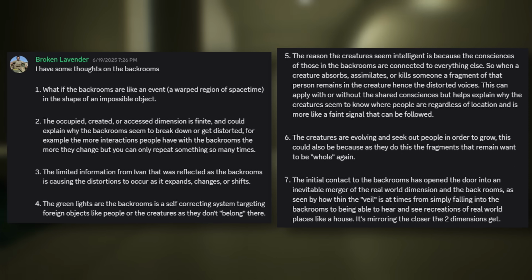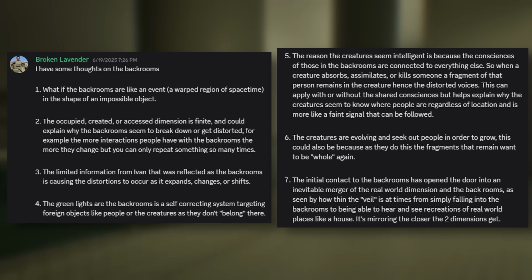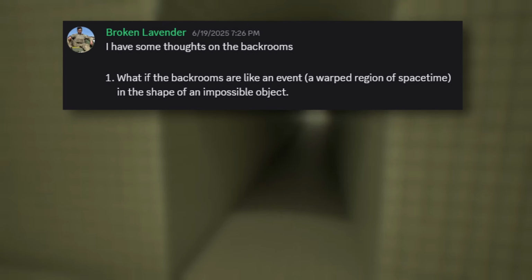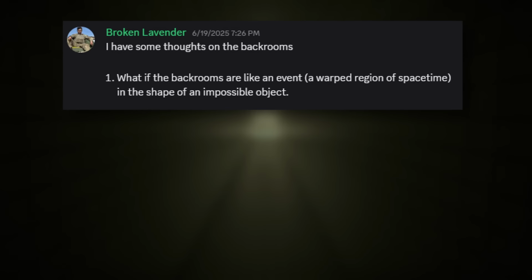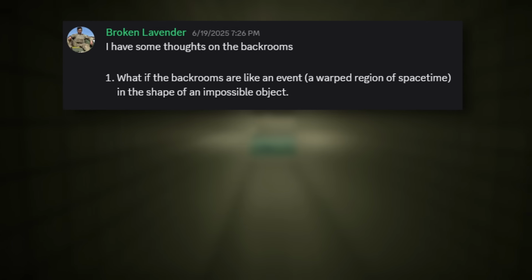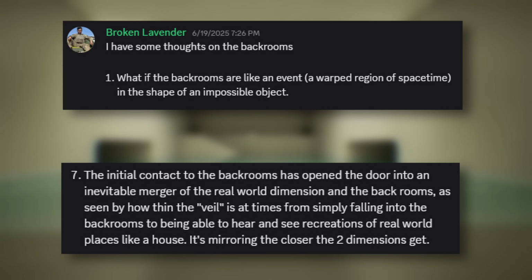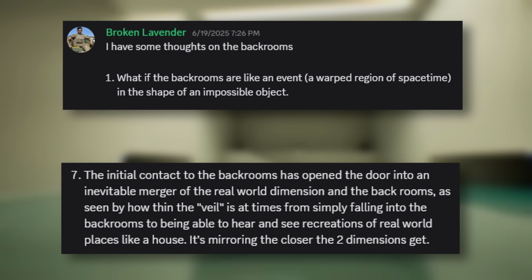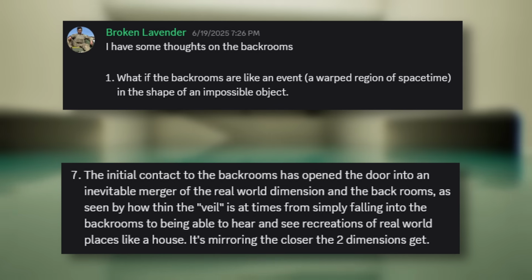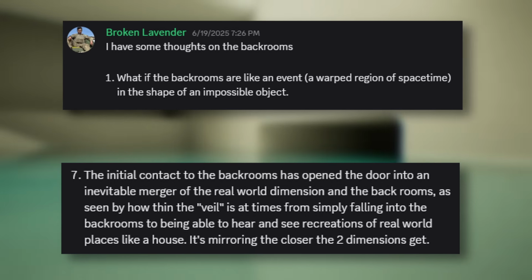Broken Lavender had a lot of ideas, and among those he wondered if the complex is like an event, a warped region in space-time in the shape of an impossible object. He mentioned that the initial contact to the complex opened the door into an inevitable merger of standard and the complex, and the null zones are a result of them. He also posits that the instability of the complex could in part be due to the limited amount of information that was taken during the events of Overflow.